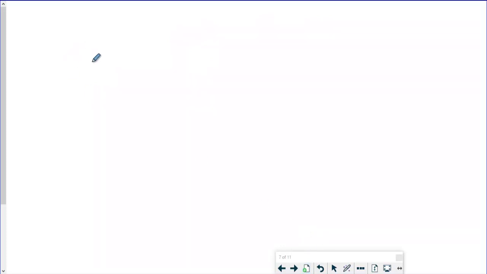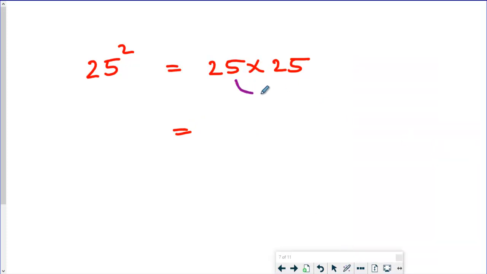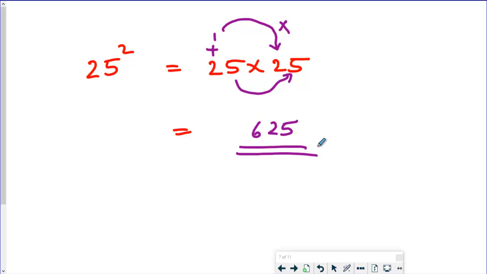One more example, if you want to calculate 25 square. 25 square means we can write 25 into 25. Otherwise directly you can get 25 into 25. So first you have to find out 5 into 5. You have to multiply these two. 5 into 5, 25. Now from this 2 you have to add 1. 2 plus 1, 3. Then that 3 you have to multiply with the 2. That is 6. 625.